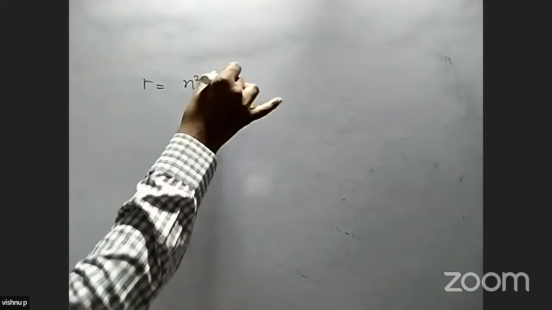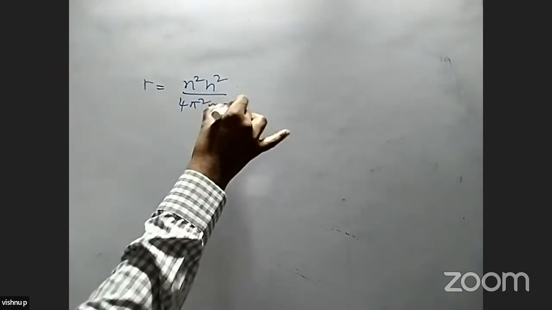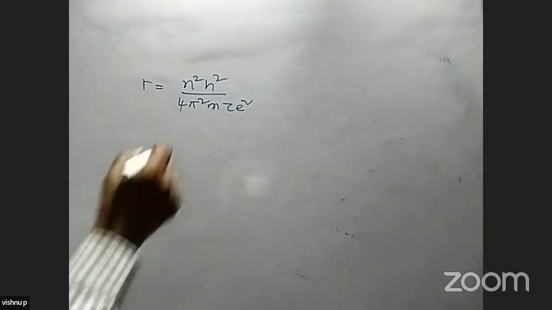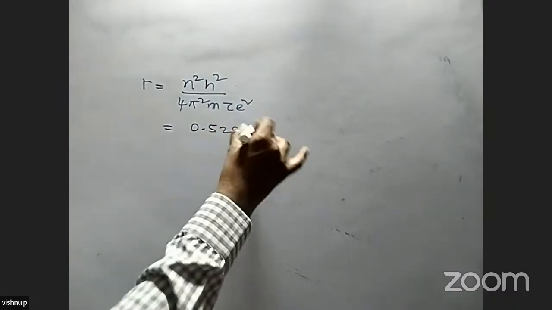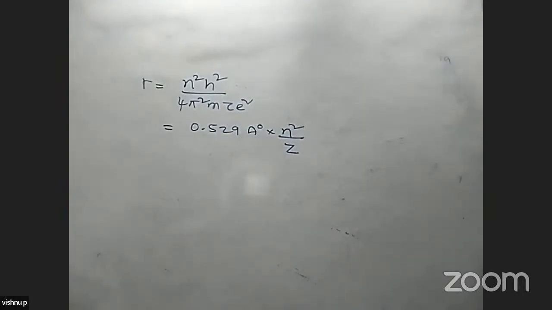The radius is also calculated by Bohr's theory. Radius of orbit is equal to n square h square by 4 pi square m z e square. Here Z is the atomic number, e is the charge and m is the mass of the electron. n is the orbit number. If we substitute the values, we get 0.529 angstrom units times n square by Z. So this is the formula to find the radius of the orbit. n is the orbit number, Z is the atomic number, and it is applicable to hydrogen-like species.